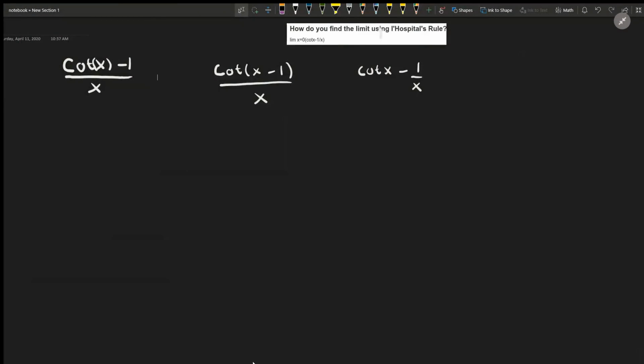You find the limit using L'Hopital's rule of the limit as x approaches 0 of cotangent of x minus 1 over x. So just a reminder, when typing things into the computer, be sure to use as many parentheses as you can to designate exactly what you mean and describe.